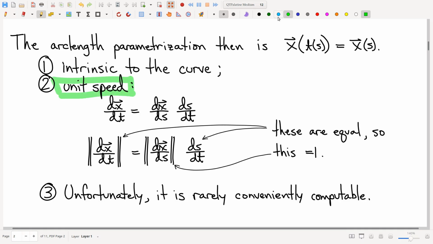And the best way to see this, I think, is to point out that these come straight out of the chain rule. Just write down the chain rule.